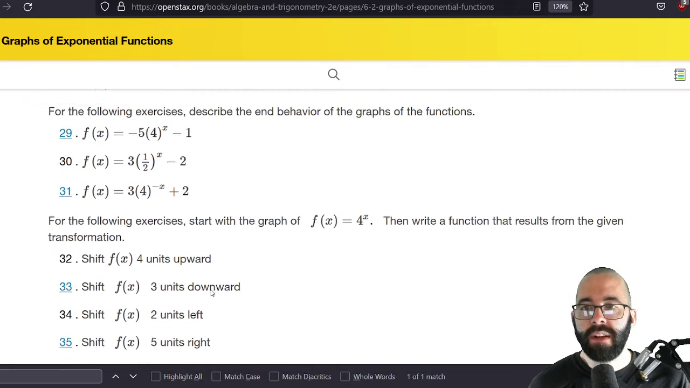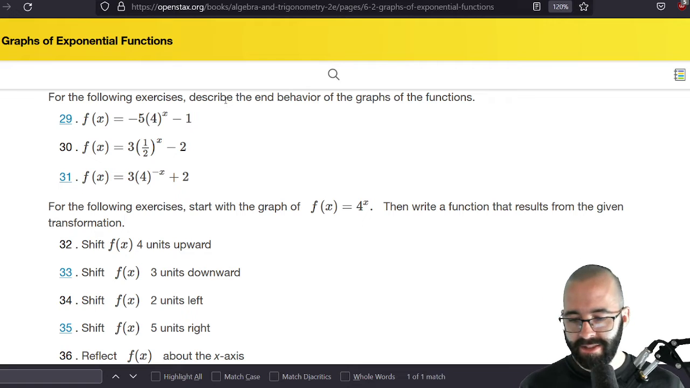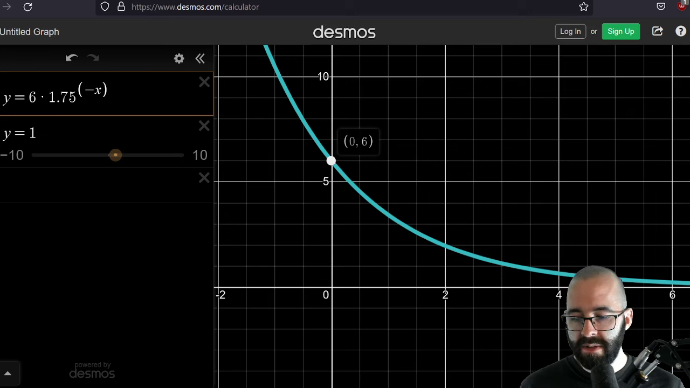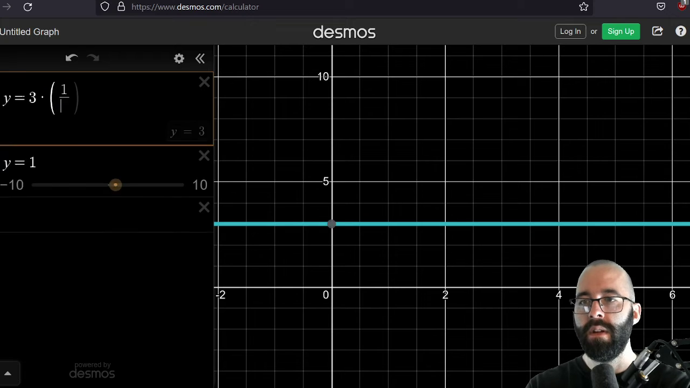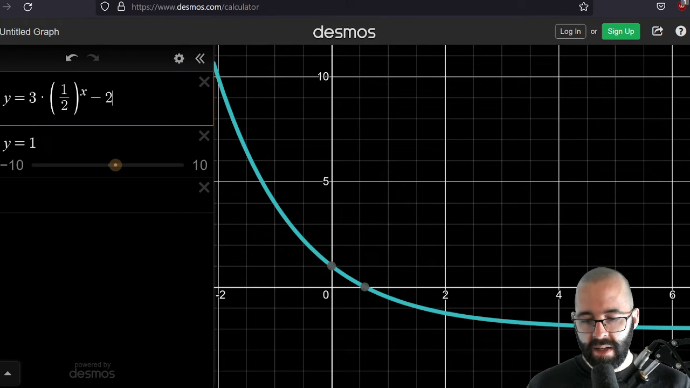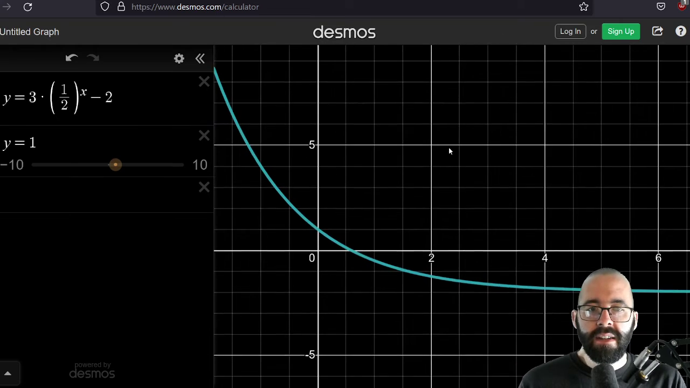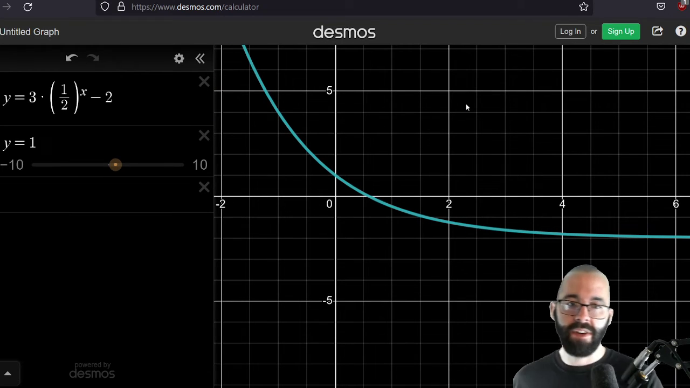Look at number 30. Describe the end behavior. Well, let's graph it. 3 times 1/2 to the x minus 2. I forgot. 1/2 to the x minus 2. All right, this is exponential decay. Got an asymptote at y equals 2. Look at the end behavior.